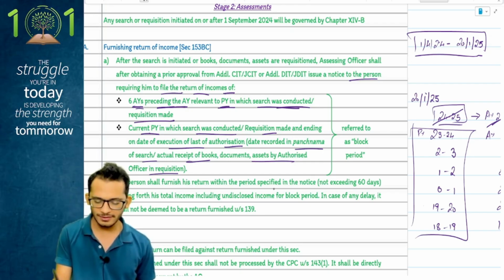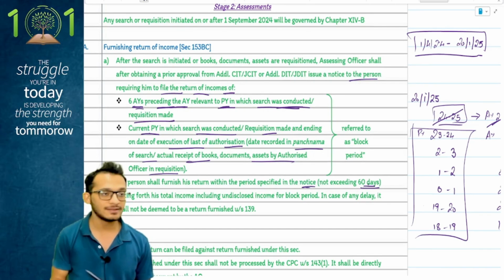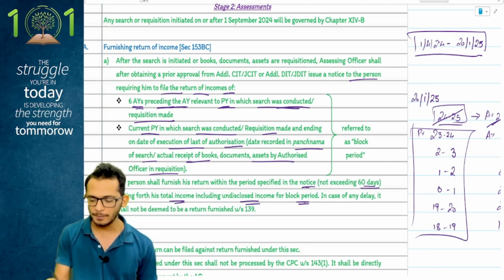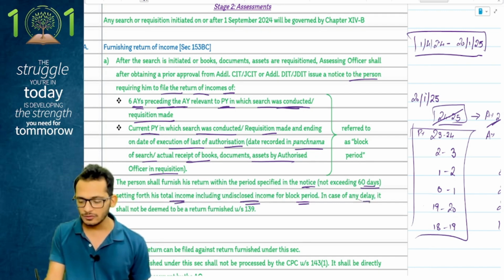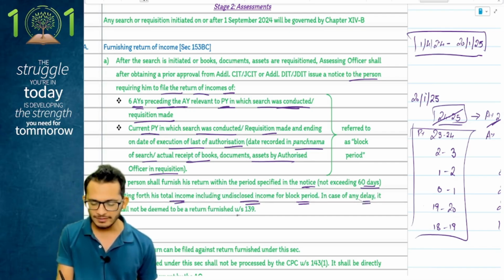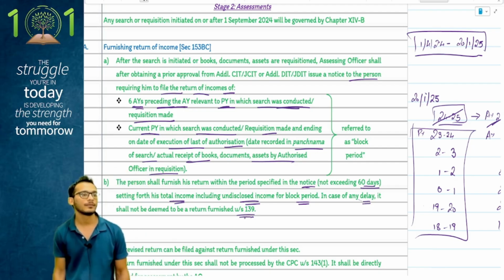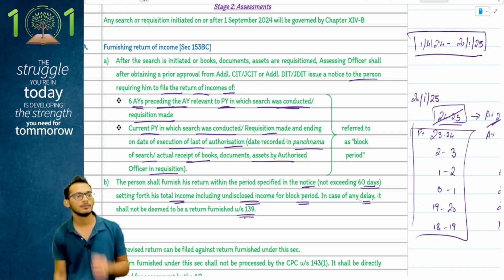The person shall furnish his return on income within the specified period in the notice, not exceeding 60 days, setting forth his total income, including the undisclosed income for the block period. In case of any delay, it shall not be deemed as a return furnished under 139. It will be rather deemed as a return furnished under 142(1), which means you will be liable for late filing fee plus 234A interest.